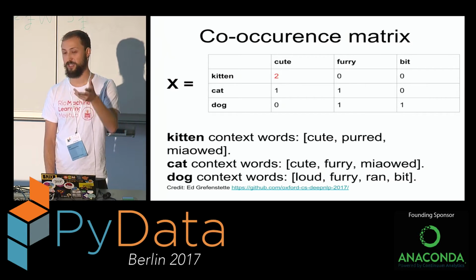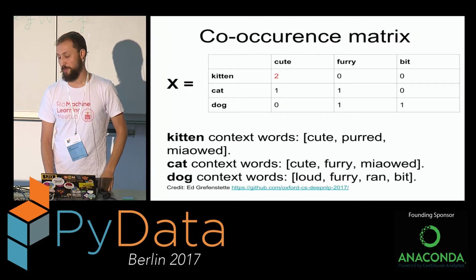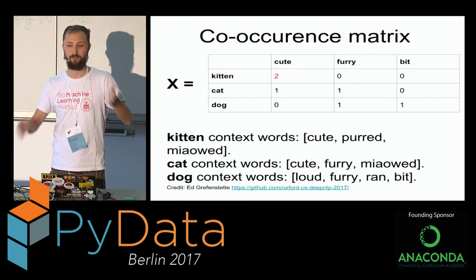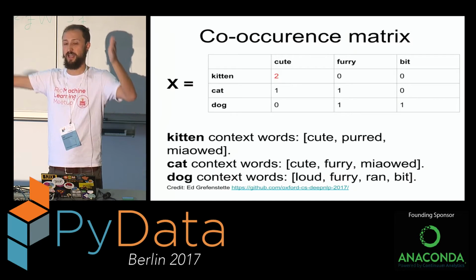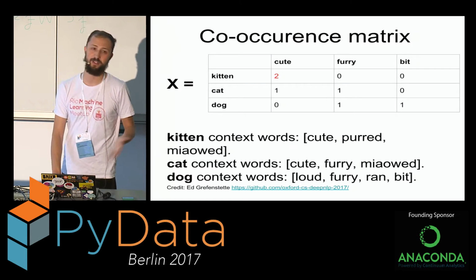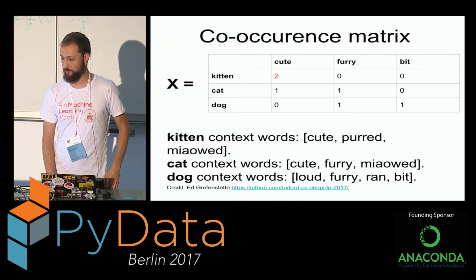I can already see that kitten and cat are similar, and dog is different from them. But the only problem with this matrix is that it's 10,000 by 10,000. It might have 10,000 words in my vocabulary and 10,000 context words. It's really informative, but it's just too big to do anything meaningful with it.